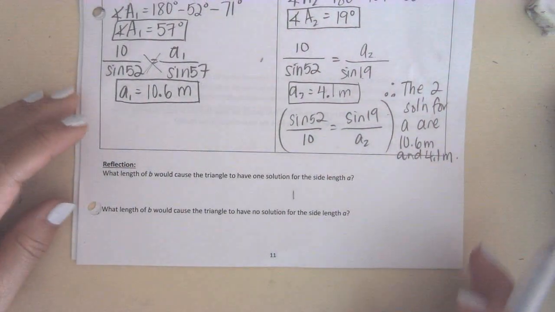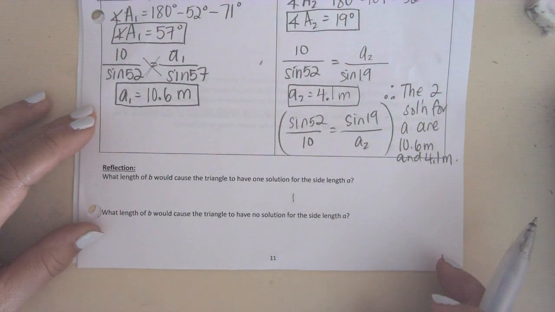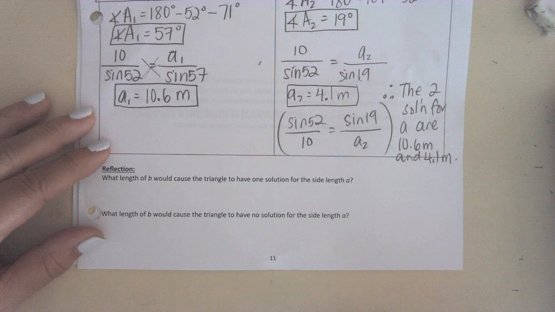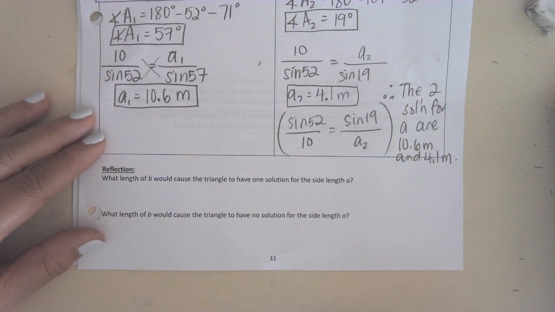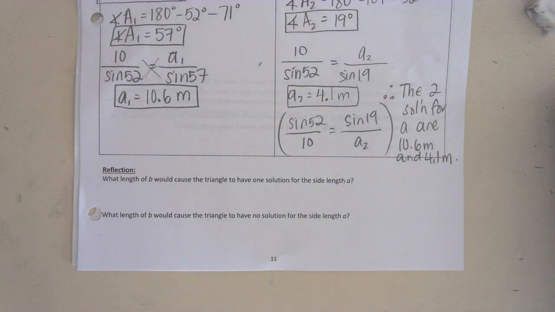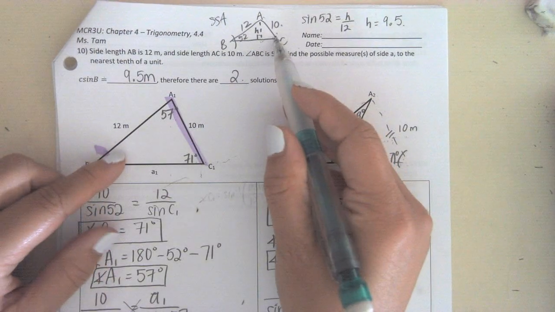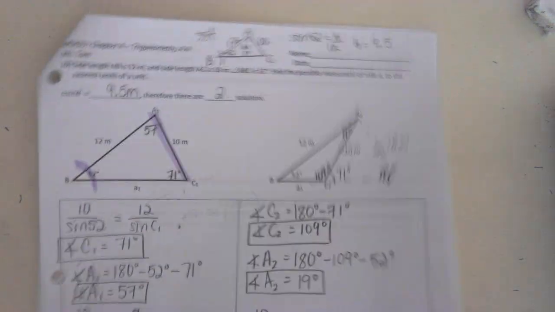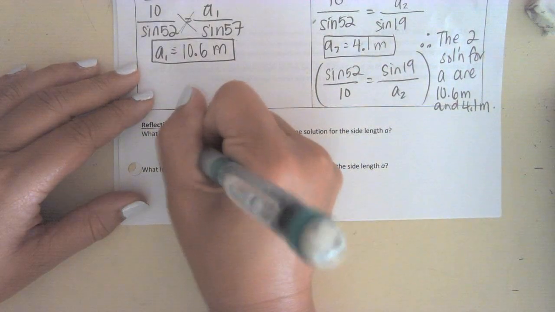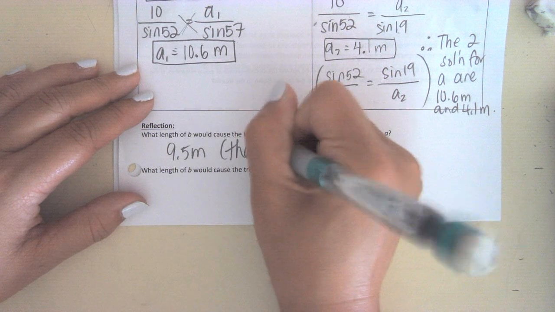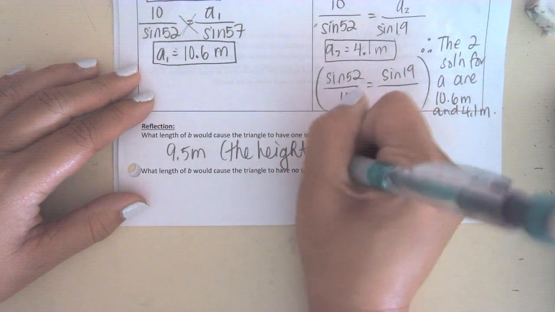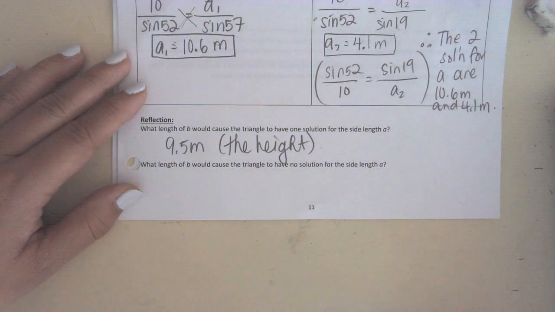Okay, what length of B would cause a triangle to have only one solution? What length of B would cause only one solution? The same as the height. Well, 10 caused two solutions. 9.5. Isn't that smaller than 10? So the height. The height would create exactly one solution.